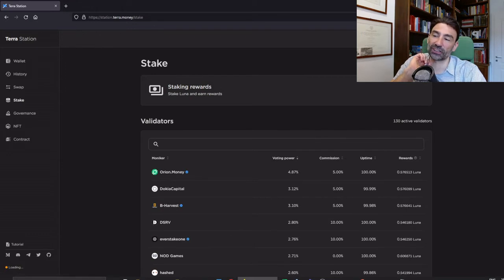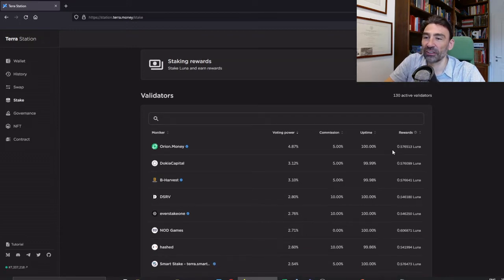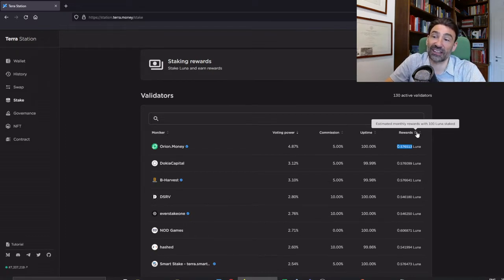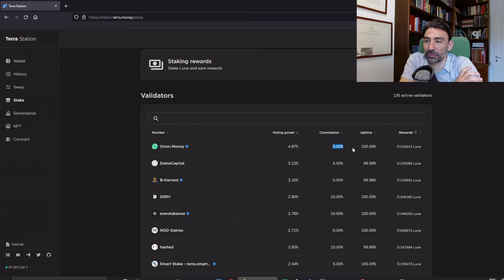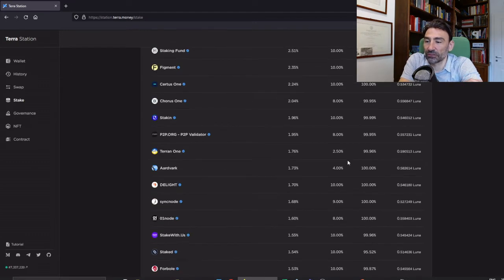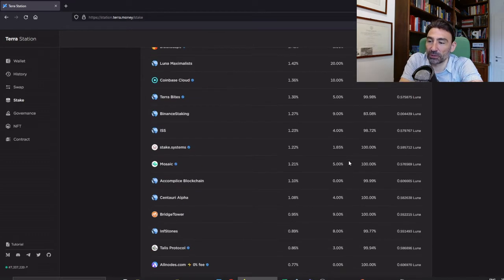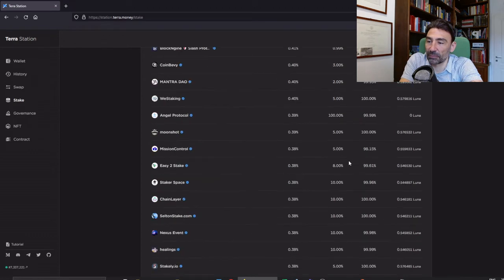Orion, this is much more decentralized. Orion Money 4.87, Dokia Capital 3.12, and they give you 0.57 rewards monthly. Well, not so bad. It's 6-7%, 7% yearly. So you get a 7% reward yearly. This gives you a commission of 5%. So the commission is between 0 and 10%.